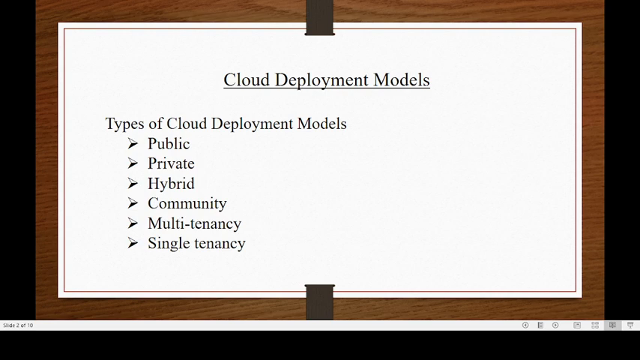In today's session, we are going to see about cloud deployment models. We have different types of cloud deployment models and they are public, private, hybrid, community, multi-tenancy and single tenancy. Each model has its own set of advantages and disadvantages, and the right model for an organization will depend on its specific needs and requirements.